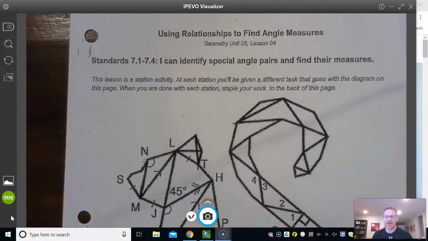All right, and now what we're going to do today, we're in Geometry Unit 3, Lesson 4, and this is on page 125. This is really a quick lesson, because what we're going to do is go through and use some of those angle relationships that we've already talked about, actually identify those, and find angle measures based on those.